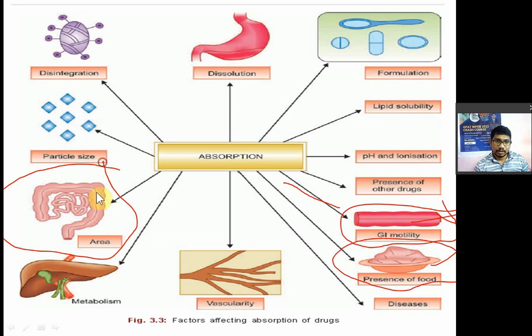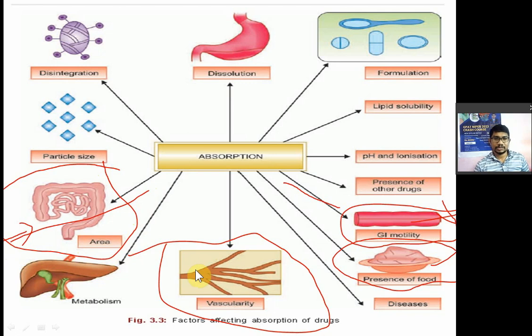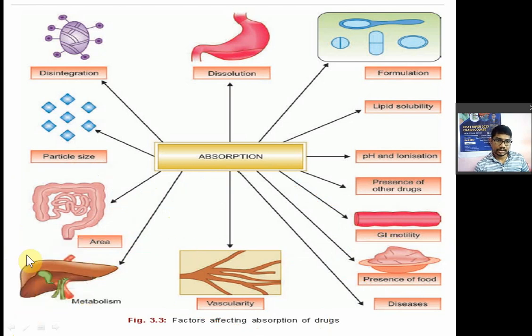Directly proportional. The next factor is metabolism, particularly pre-systemic metabolism or first pass effect. Then disease: the presence of disease also affects absorption. These are the factors affecting absorption. You might have studied them in detail during the semester, but at least you have to remember these things.